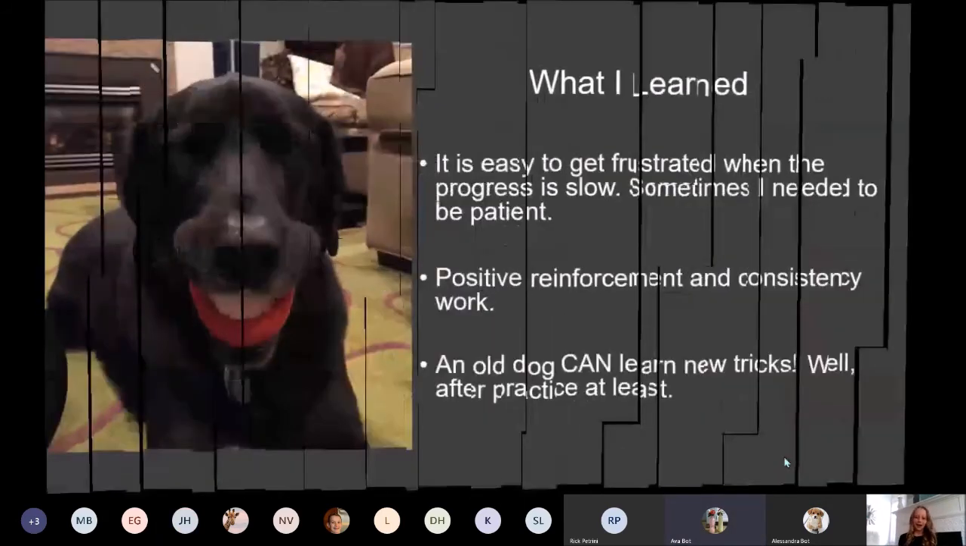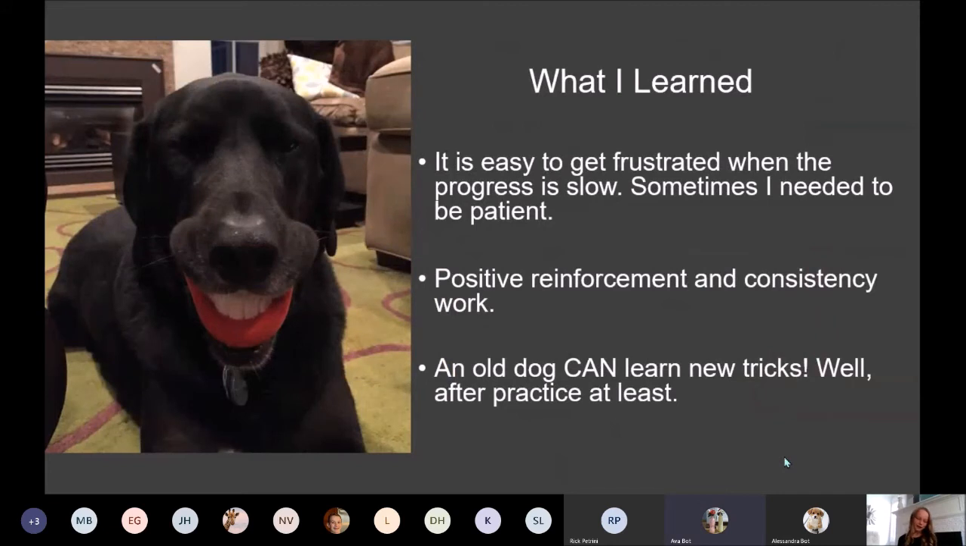Okay, so I learned a number of things. I easily got frustrated when the process was slow. Sometimes I needed to remember to be patient. Positive reinforcement and consistency are not only true about dogs, but true about almost everything in life. If you want to be better at something, positive reinforcement and consistency will do the trick. If you want to learn how to play basketball better, positive reinforcement and consistency will do the trick. If you want to learn how to play soccer better, positive reinforcement and consistency will do the trick, etc. The most important thing I learned: you can teach an old dog new tricks.